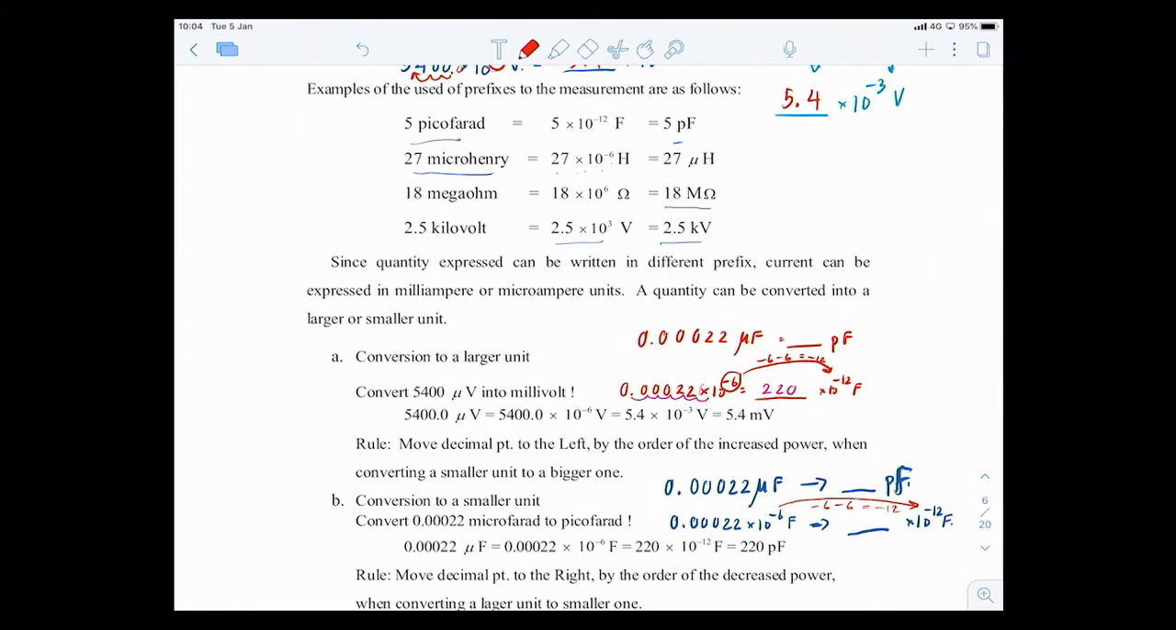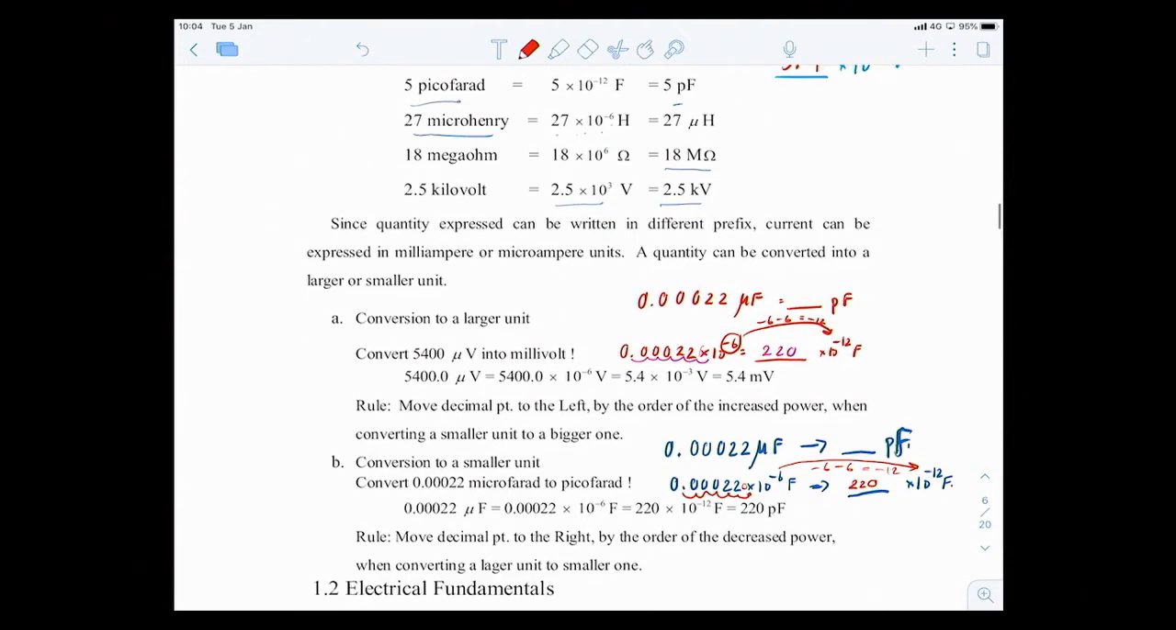So my decimal point would increase the value by moving the point to the right, 6 positions: 1, 2, 3, 4, 5, and 6. So there's another 0 here, right? So therefore, it becomes 220 picofarad. So that's how we can do it, like sort of a baby way, but if you do it often enough, it will come naturally.